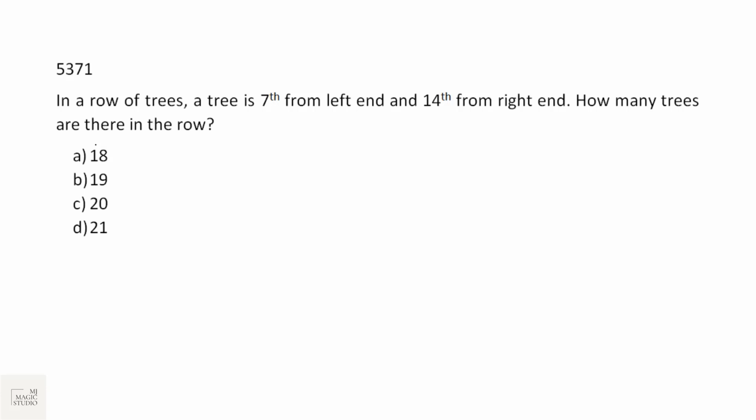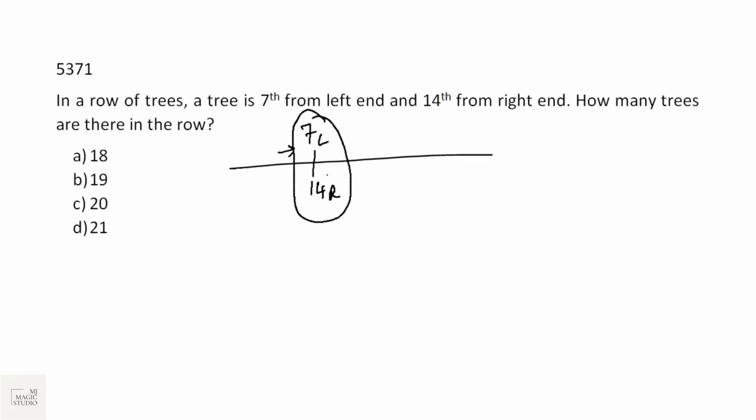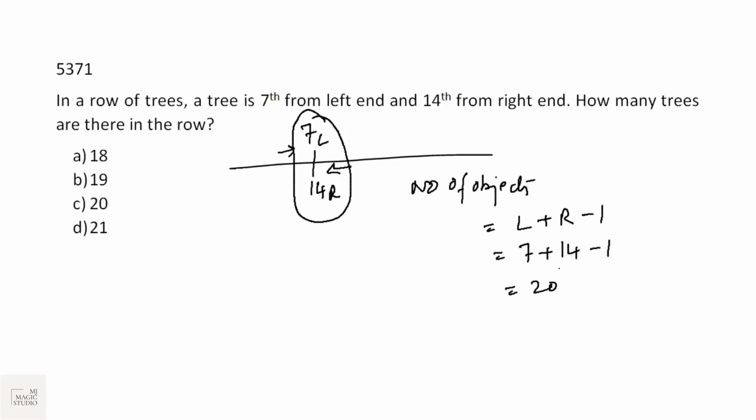Now let's see one more on ranking. In a row of trees, a tree is 7th from the left and 14th from the right. If with respect to one object, both the positions from the left and right are known, the number of objects in the row is left plus right minus 1. Left rank plus right rank minus 1. That means there are 20 trees in this row. Option C is the pick.